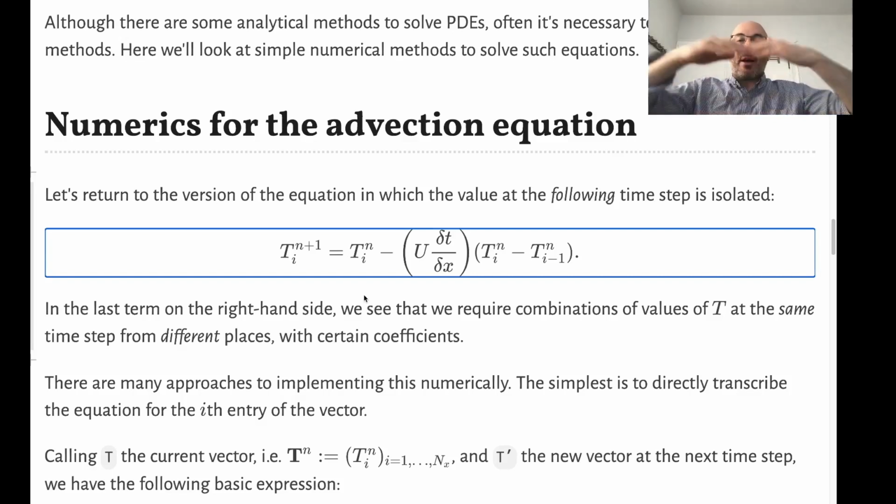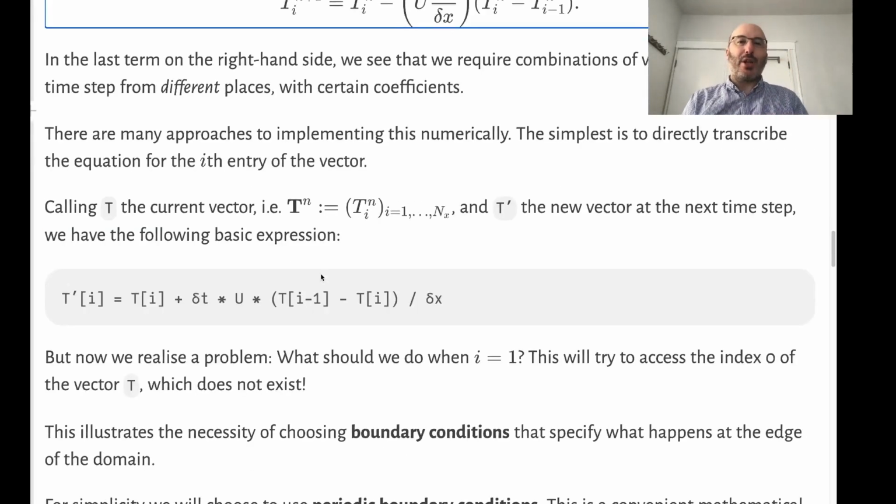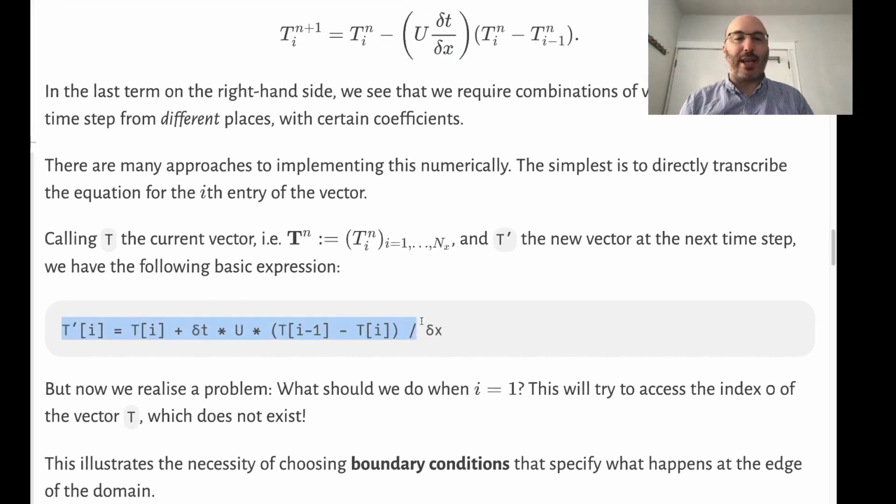And so I can just step forward in time. This is basically the Euler method again that we've seen for ordinary differential equations. And so I can just transcribe this directly into Julia code. So I'm calling capital T in Julia the current values of the temperature at all the grid points. And then T prime will be the new values at the next time step.